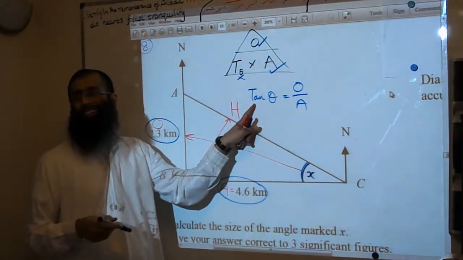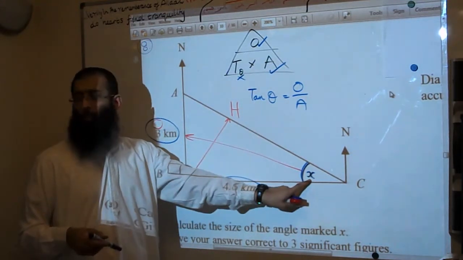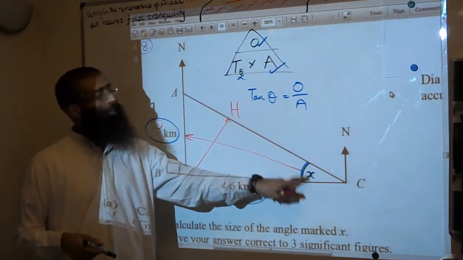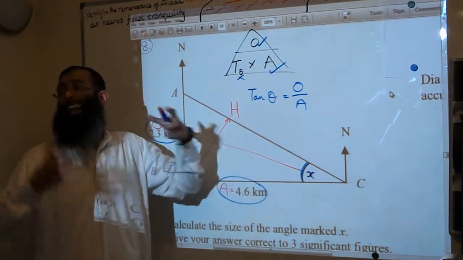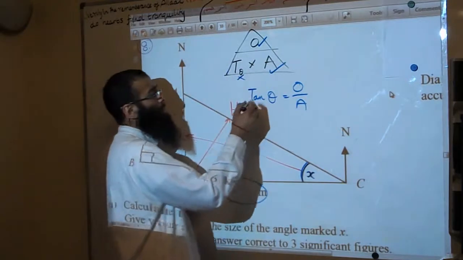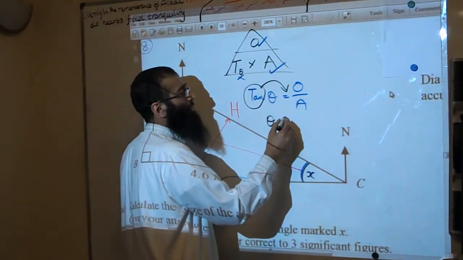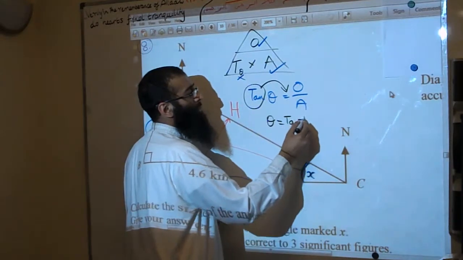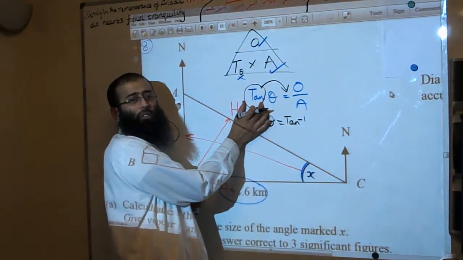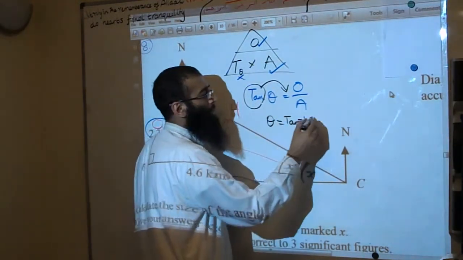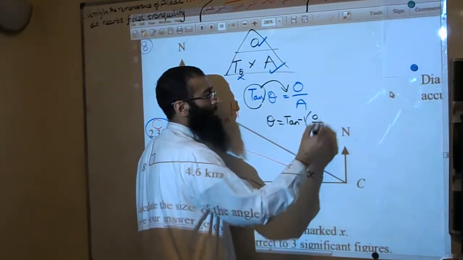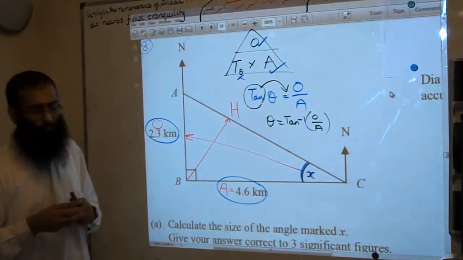I don't want to work out the tan of the angle, which is corresponding to my x. Idris, what do I want to work out here? I don't want the tan of the angle, I want to work out just the angle. Move the tan over. The tan goes from here to there. So the angle is equal to tan to the minus. The opposite of tan function is inverse tan, which is tan minus 1, O over A. And that's where we start the question.